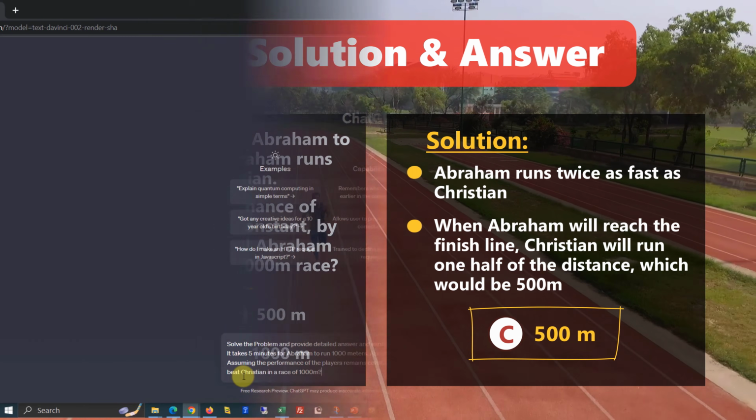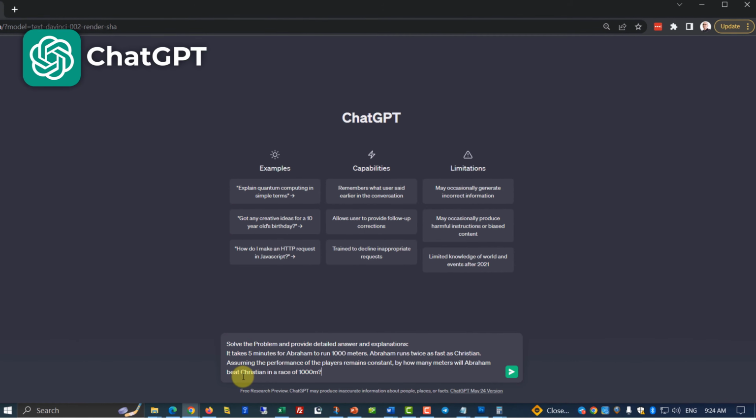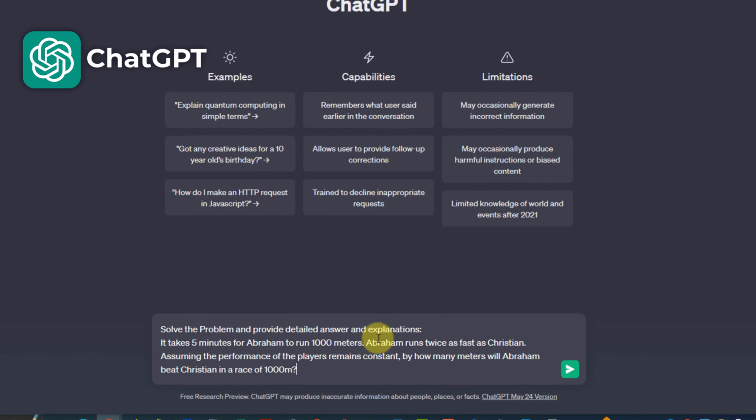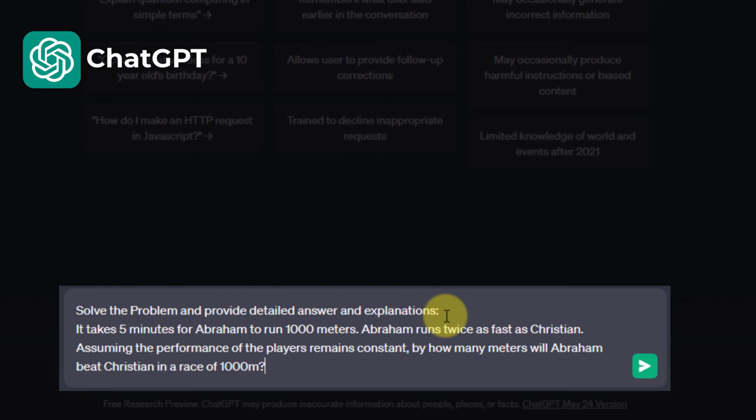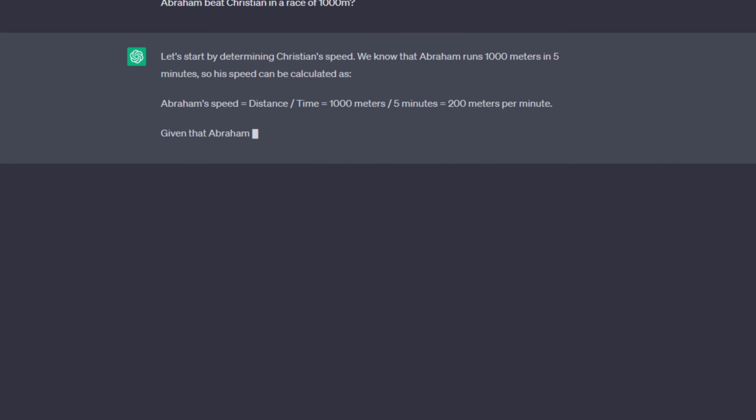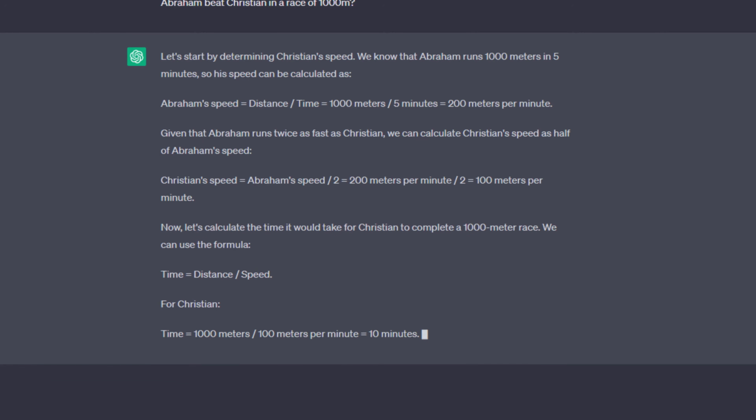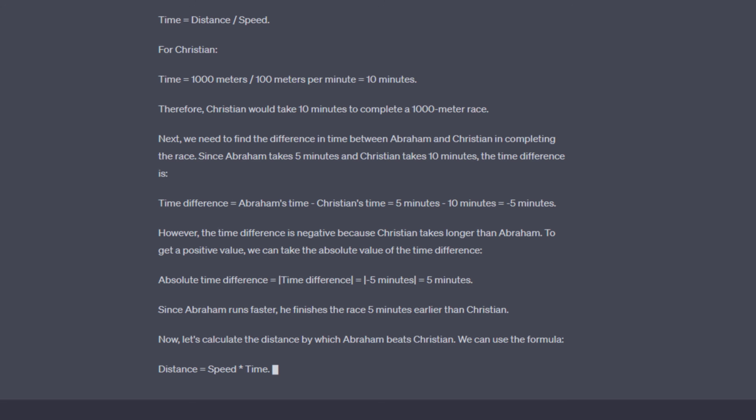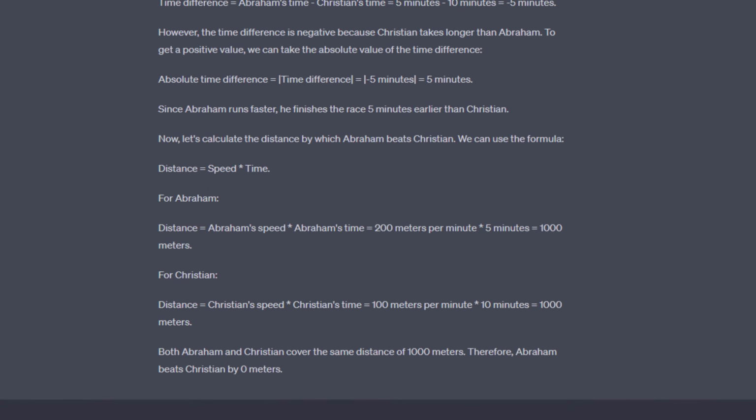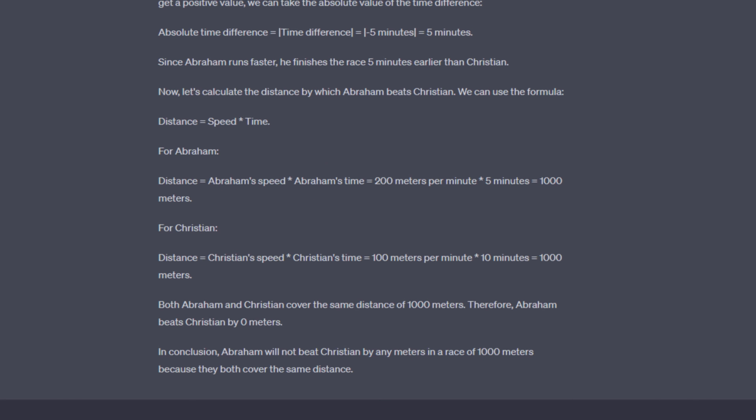We will use the ChatGPT prompt, solve the problem, and provide detailed answers and explanations. And we will use the same problem as we just solved. When ChatGPT solves the problem, it provides the facts and detailed explanations of the logic and rationale of how it solves the problem. And at the end, ChatGPT provides the solution. So let's read this conclusion.